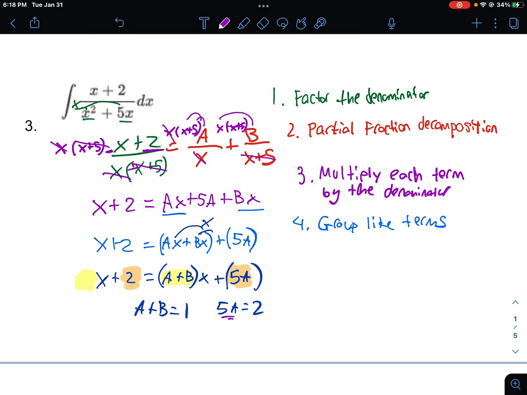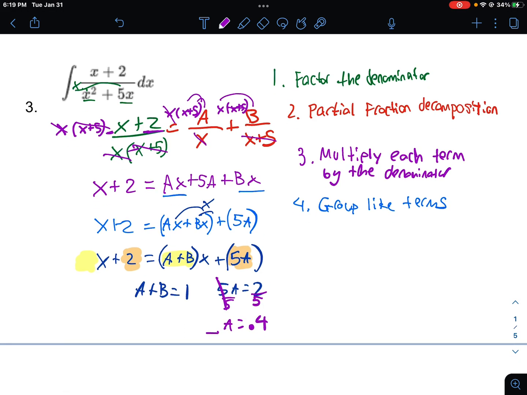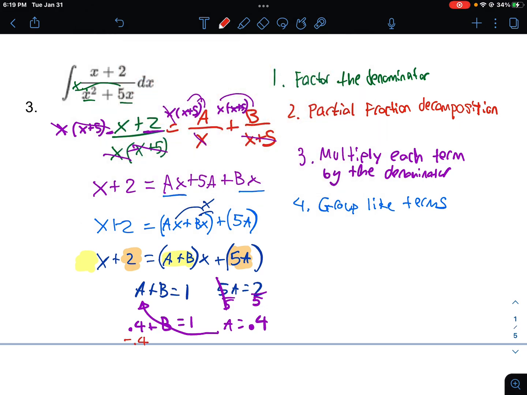We're going to divide both sides by 5. We're going to get a equals 0.4 or 2/5. We're going to substitute this in here for a. We're going to get 0.4 plus b equals 1, and then we're going to subtract 0.4 from both sides, and we get b equals 0.6.